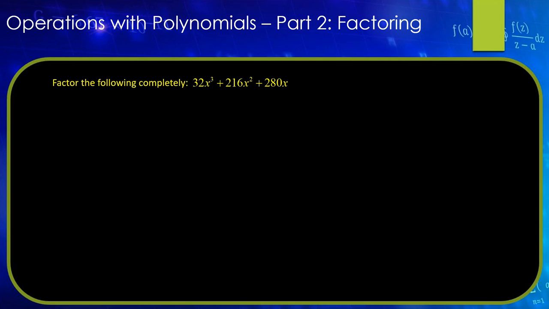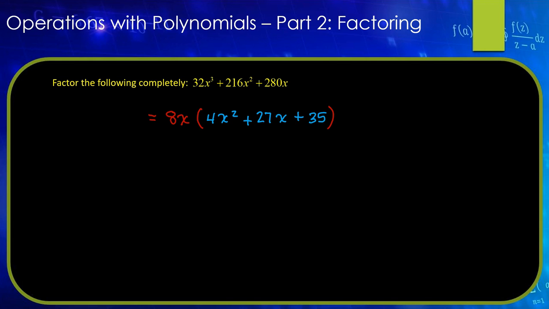For this, I can see that they all have powers of x involved. I could factor out an x out of all three of these. 32, 216, and 280 are all divisible by 8. If you look at 2 or 4, those would work too, but 8 is the largest integer that will factor out of all three of those coefficients. So I factor out the 8x, and I end up with 4x squared plus 27x plus 35.